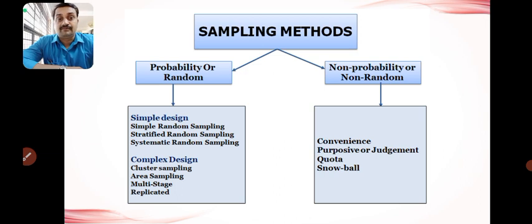snowball sampling. So here probability means each and every unit in the population has an equal opportunity of being selected. So here we use the lottery method to select the sample. But in case of non-probability, the researcher will intentionally or purposefully select the sampling units. Knowingly he selects the sampling units.